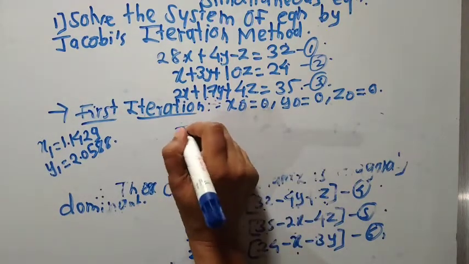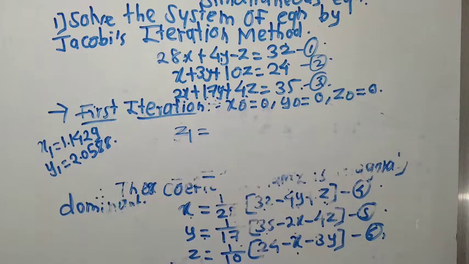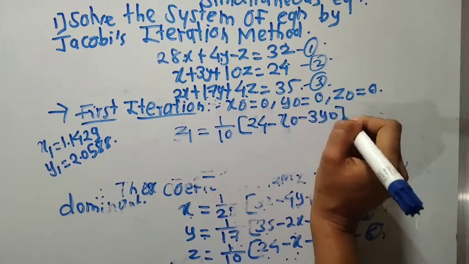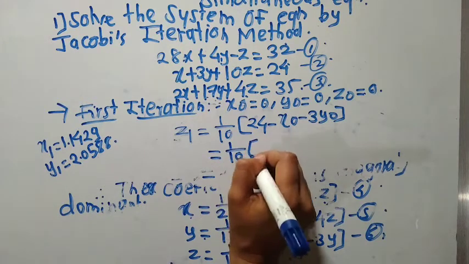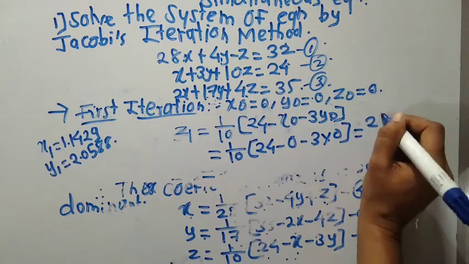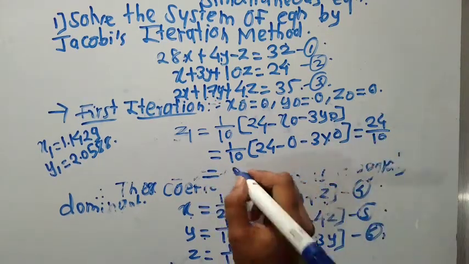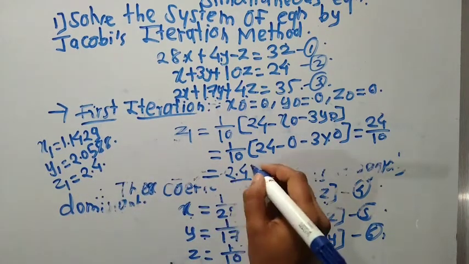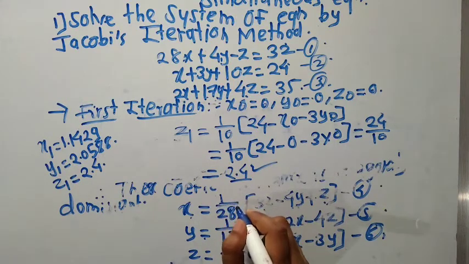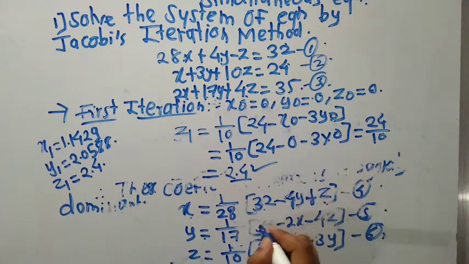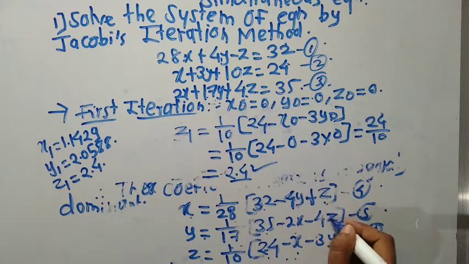Then find out z1, and z1 is equal to 1 divided by 10, 24 minus x0 minus 3y0, which is equal to 1 divided by 10, 24 minus 0 minus 3 into 0, which is equal to 24 divided by 10, so 2.4, and z1 is equal to 2.4.